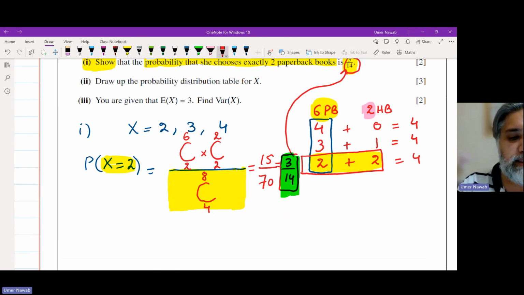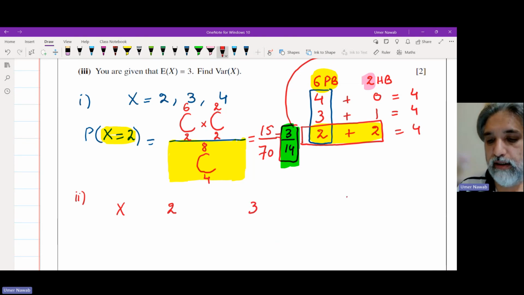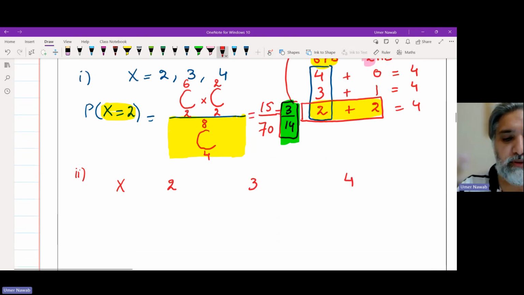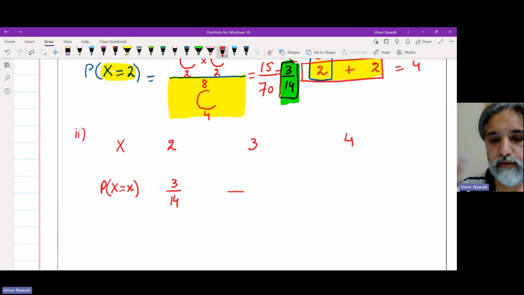In the second part, he says we need to draw up the distribution table for x. So the distribution table for x is, and you have x, which may assume 2, 3, and 4. And now I'm going to write the probabilities under them. So probability of 2, I have already found it, which is 3/14. However, I did not find the probability for 3.